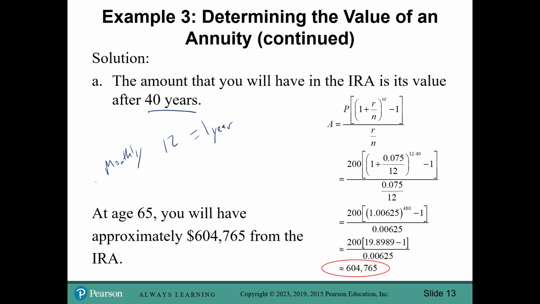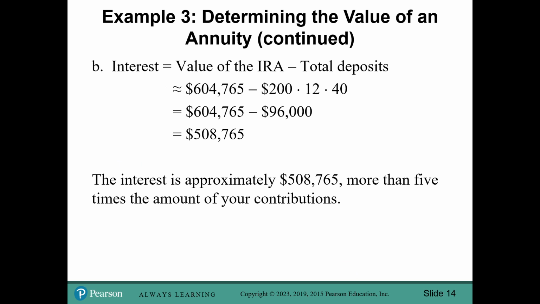And when you retire, you'll have $604,765 sitting in an account waiting for you, right? Let's see how much of that was actually interest, though, because we did pay money monthly for 40 years of $200. So let's figure out what interest was accrued here. We're going to do that the same way we've been doing that. We're going to take the value of the IRA, which was $604,765. We found that in Part A.